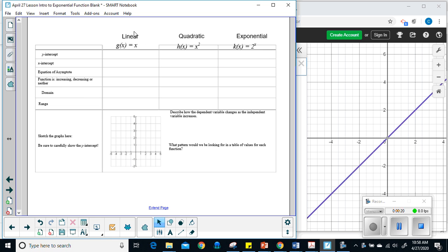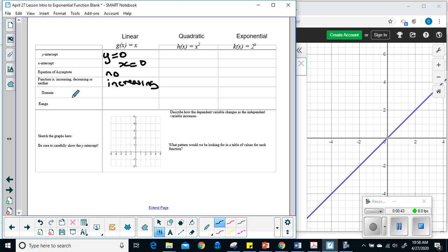Let's look at a linear function. So right now I've got my linear function already graphed in Desmos. We can see I have a y-intercept at y is equal to 0. I have an x-intercept at x is equal to 0, right? It's going through the point (0, 0). I have no asymptotes. I am increasing. It has a domain of x is any real number, and it has a range of y is any real number, right? There's no restrictions on this.